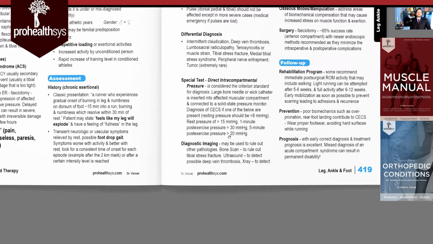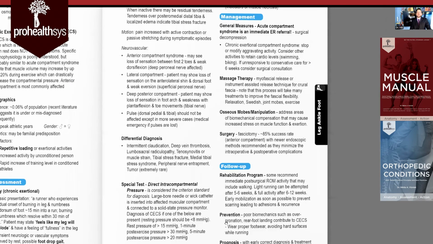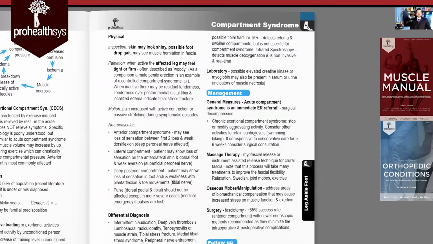Diagnostic imaging may only be useful to rule out other pathologies, like a bone scan to look at that stress fracture, or possibly an MRI may show it as well. Ultrasounds may detect deep vein thrombosis or muscle tears potentially. And X-ray might be useful if there is a tibial fracture, but your fracture screen is going to be almost as useful as that X-ray as well.